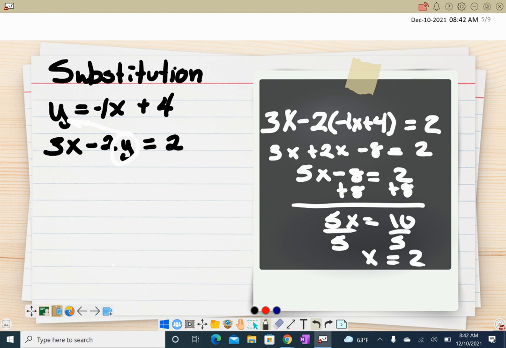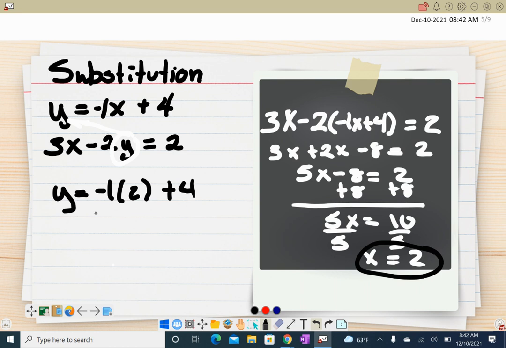So I got my x. Y equals negative 1 times x plus 4. I'm going to use that one. It does not matter which one I use. I just think this one will be easier. So I'm going to say y equals negative 1 times what? X is 2. So negative 1 times x means negative 1 times 2 plus 4. Negative 2 plus 4 gives me 2. So my answer to this one, x is 2 and y is 2.